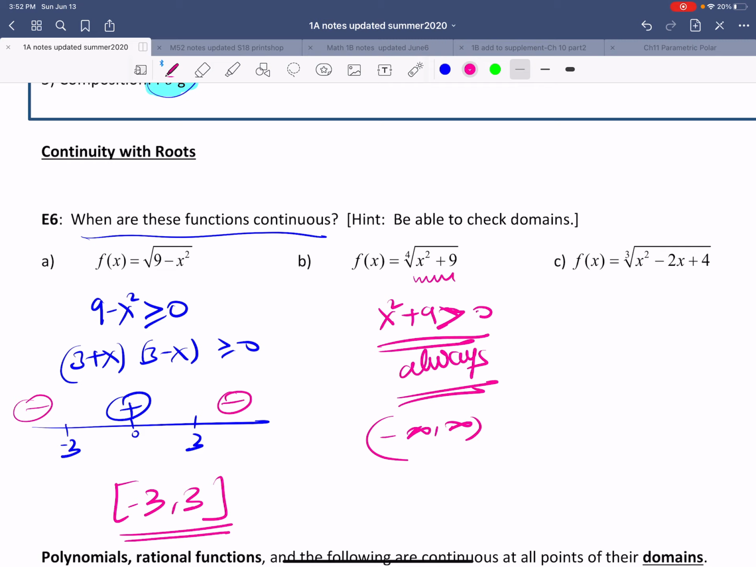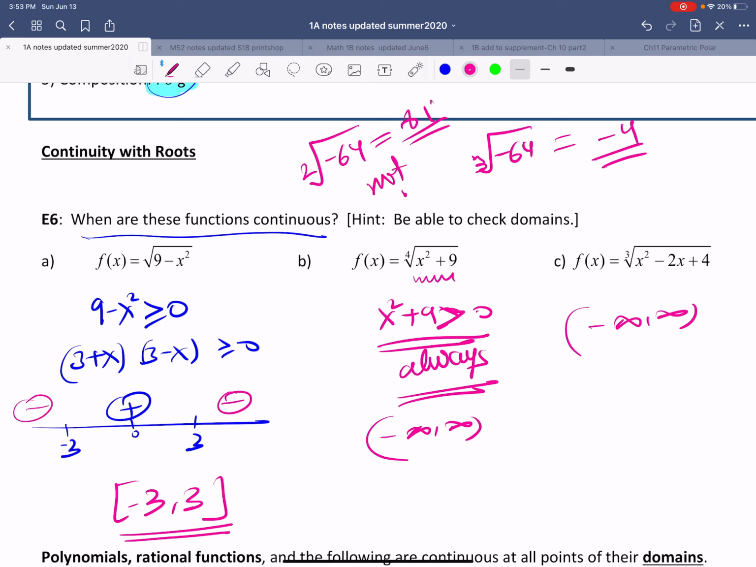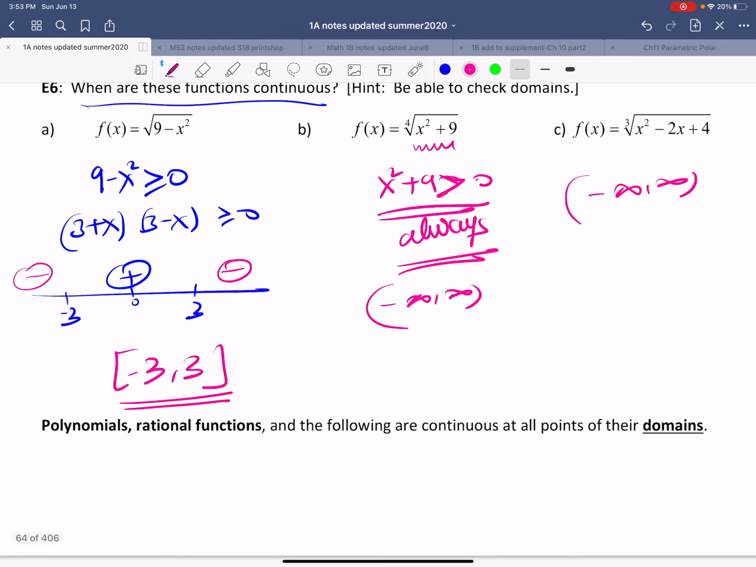Next, we have f of x is the cube root of x squared minus 2x plus 4. Cube root, there is no need to worry. Any x is okay, because the cube root of a positive or negative number is always a real number. For example, the cube root of negative 64 is still a real number. Square root of negative 64 is going to be 8i, not a real number. So you only have to worry about making sure your output is real when you're dealing with square roots, even roots. For odd roots, any real number is fine.